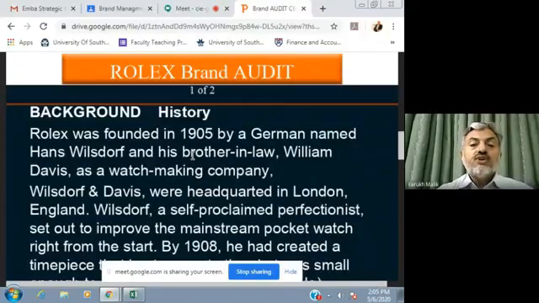Today we are going to focus on the Rolex brand audit. Rolex is one of the prestigious watchmaking companies, and it falls in the BrandZ luxury products list, the BrandZ luxury brand list.